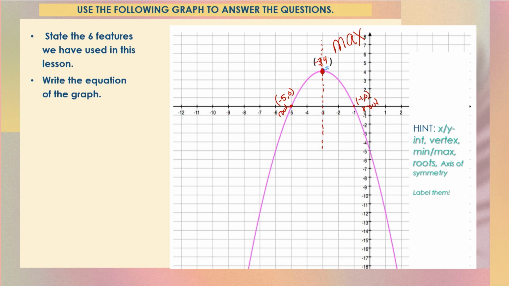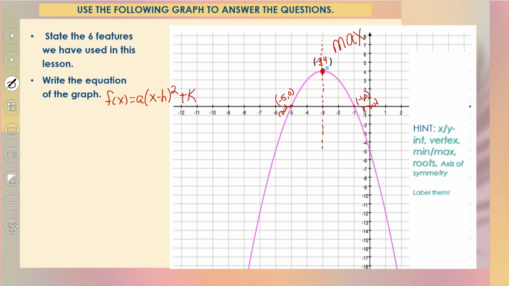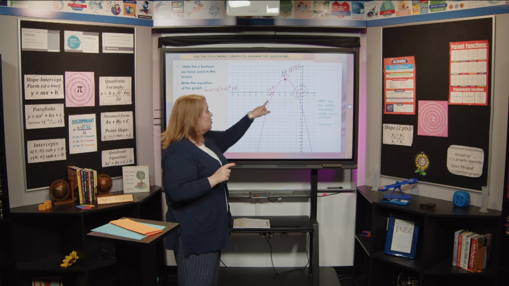Now this other question says for me to write the equation. Well, we're going to have to use that new formula that we've learned. So let's go ahead and write that down. So I've got my f(x) = a(x - h)^2 + k. So let's go ahead and label. It's just easier for me to label them. I have h and k, and then I'm going to use this other point. But Ms. Killen, you always use that y-intercept. Yes, I do, but I want to show you that you can use other points. So we're going to use that root.